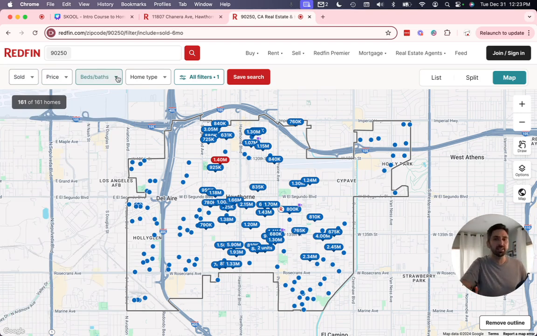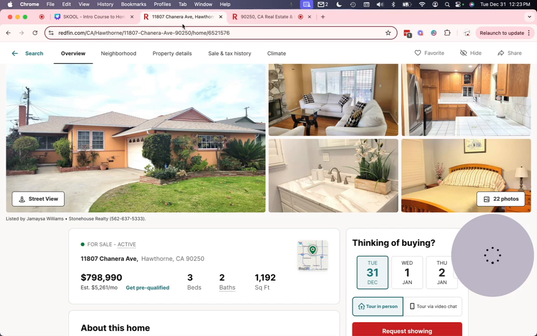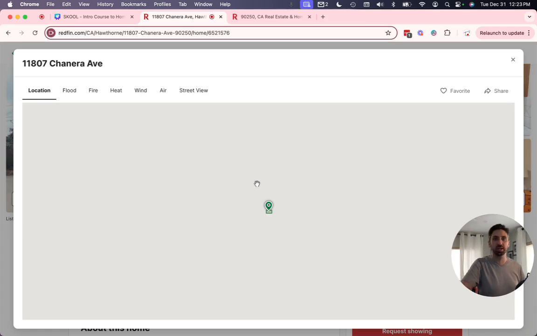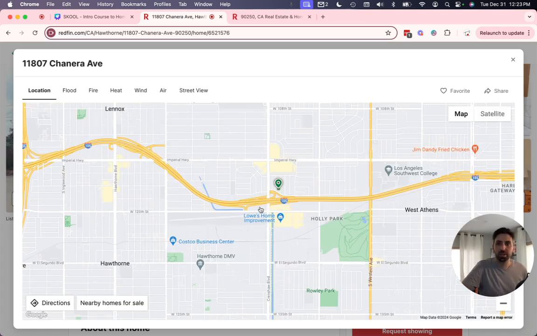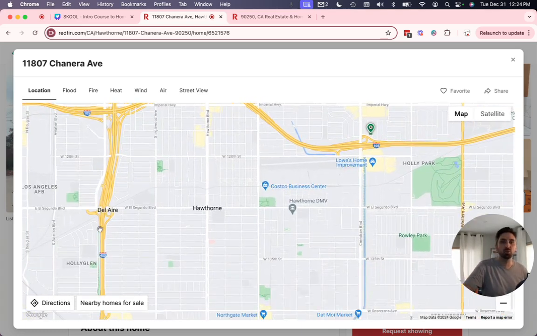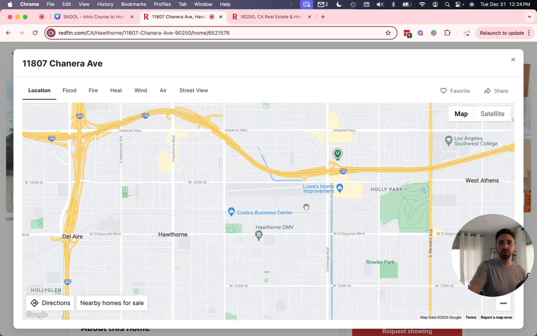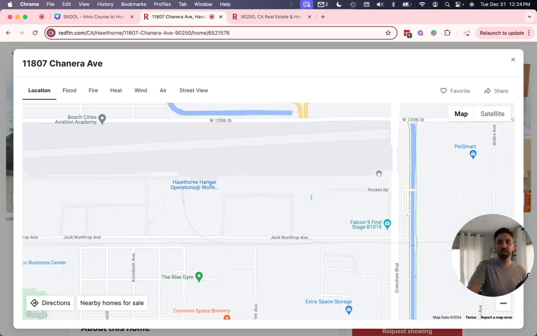And ideally, we're looking at this property here, which is at 11807 Shanera Avenue. Now, if we look at the map as to where that's located in Hawthorne, we can find that is actually just above the 105, just north of the 105, which, even though it's in the same zip code, the rest of Hawthorne is really over here. So it's not in a prime area of Hawthorne. So we have to keep that in mind as well. You'll also notice it's right next to the airport here.